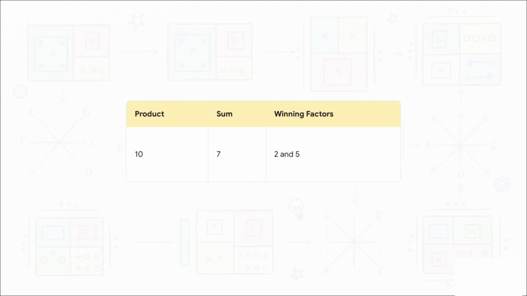Let's walk through a real example to make this stick. Say our equation is 2x squared plus 7x plus 5. Our a is 2 and our c is 5. We multiply them together. 2 times 5 is 10. That's our product. Now our b, the middle term, is 7. That's our target sum. So here's the puzzle. What two numbers multiply to 10 and add to 7? Well, it's 2 and 5. Those are our winning factors. We just cracked the code for this equation.